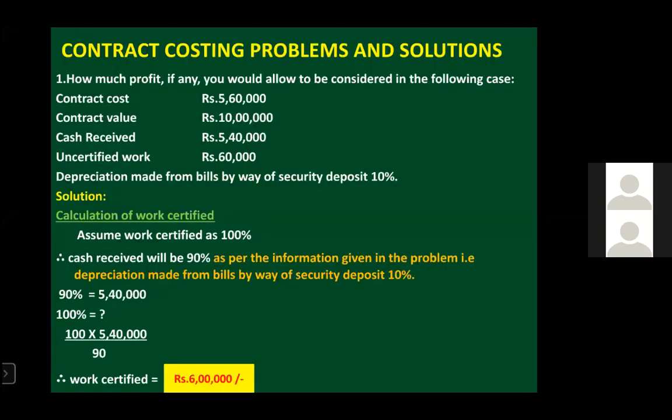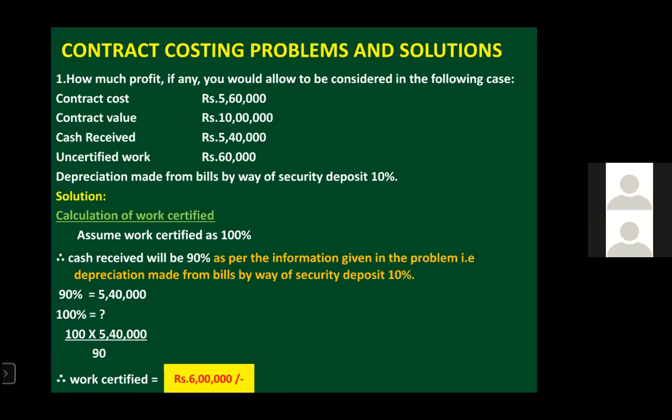The first problem in this slide is: how much of the profit, if any, would you have allowed to be considered in the following case? The information given: contract cost, that is, the total expenses incurred for the contract, 5,60,000. Contract value, that is, contract price, 10 lakhs. Cash receipt, uncertified work, 60,000. Next, deduction made from bills by way of security deposit, 10%. The question is, what is the profit?